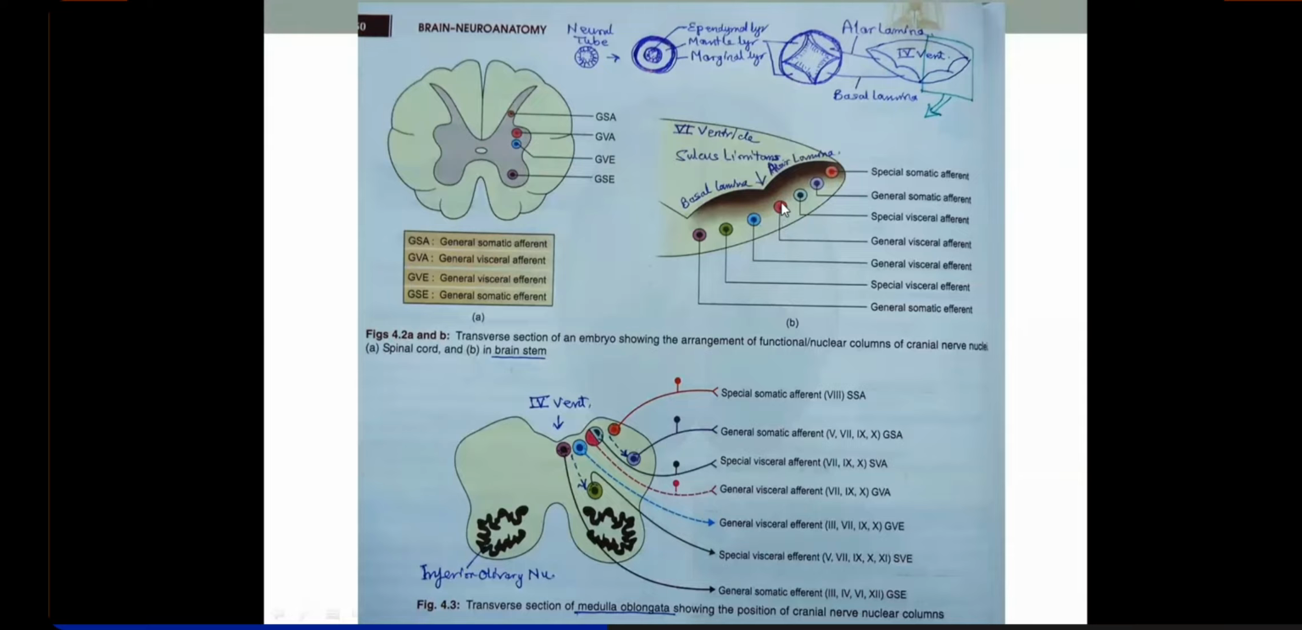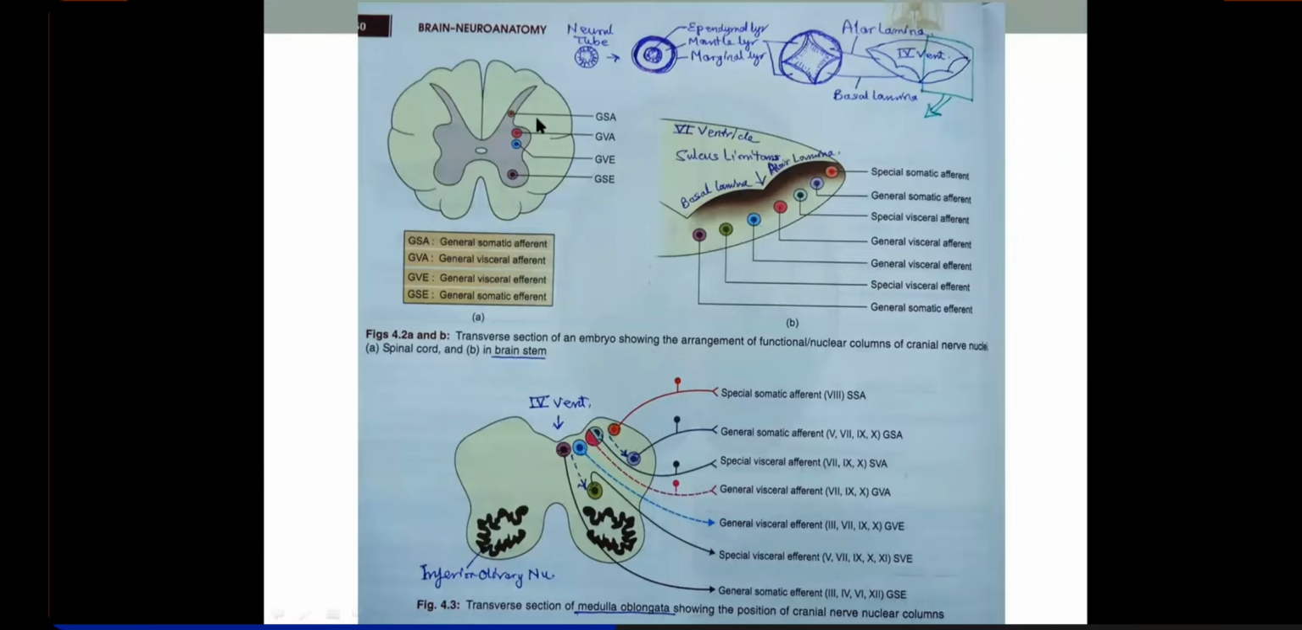So you will find that this one is general visceral afferent, meaning all sorts of sensations from the viscera are being brought in through this column, and this will form an arc with its efferent column, and that is general visceral efferent. Got it? So the two autonomic functional columns are placed on either side of the sulcus limitans, right?